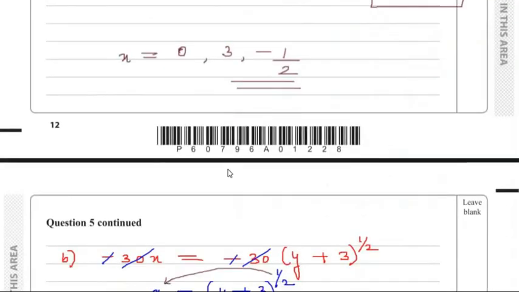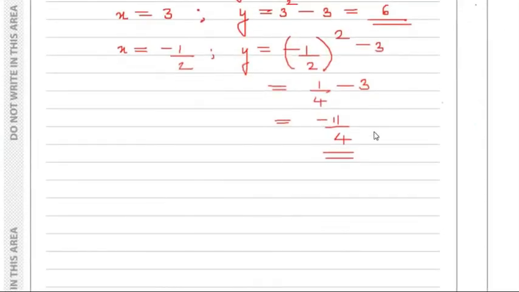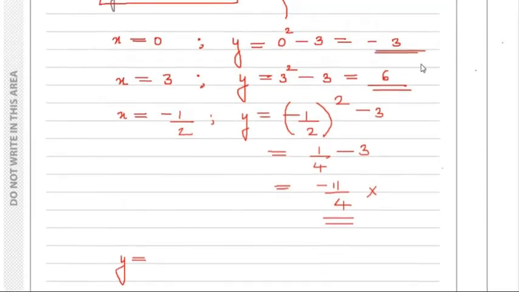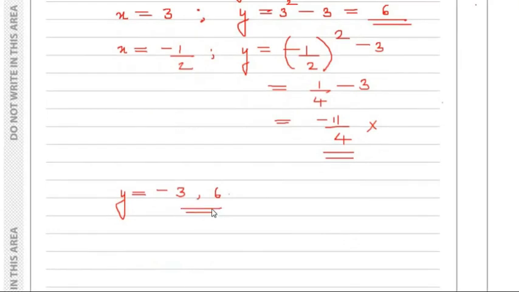So finally we have the values of y as, we are going to discard this. So y is going to be equal to negative 3 and 6. So this is how we have to solve the given expression.